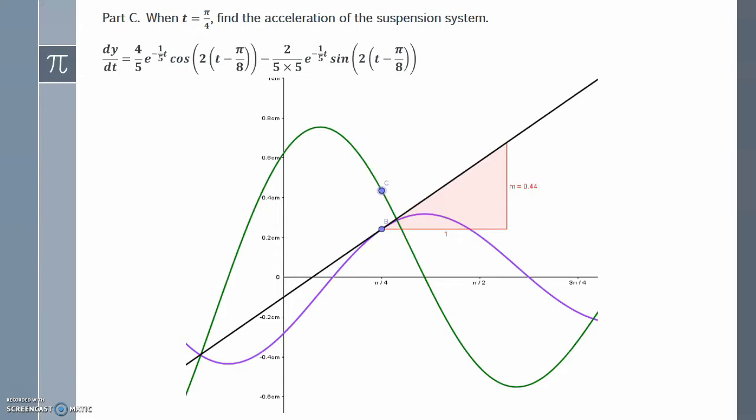Part C asks us to find the acceleration when t equals pi over 4 seconds. We know that acceleration is the rate of change of velocity. We calculated the velocity in Part B, so we will build off of the work in Part B. We know that we calculated the function dy/dt. We can now plot that function as I have done here with the green line. Then all we need to do is query the point t equals pi over 4 and find the rate of change, just like we did in Part B.